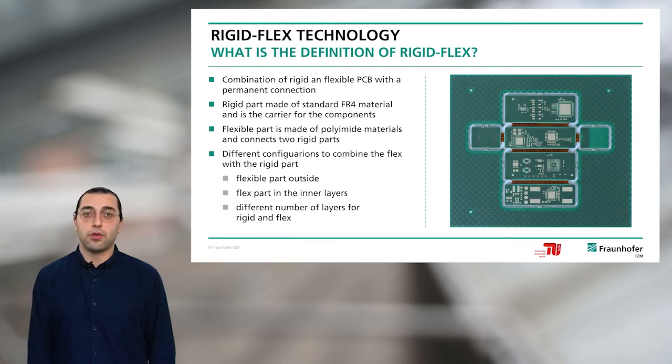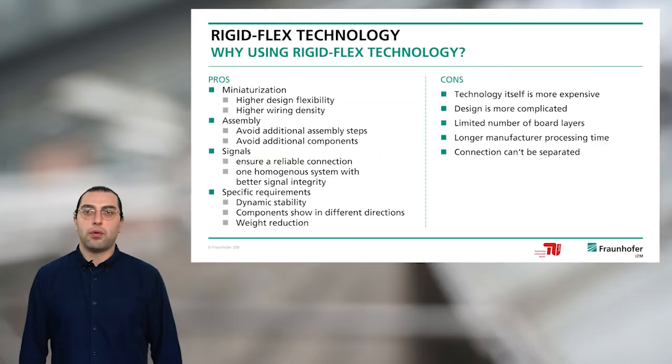There are different configurations we can combine for this rigid flex technology. We can put the flex part on the top or bottom layer outside, or even in the inner layers. There are different numbers also of layers for rigid and flex. And on the right side you can see, in this case, one with the flex part in the inner layers. Now the question arises, why and when to use rigid flex? For the decision making, it helps a lot to know the advantages and disadvantages.